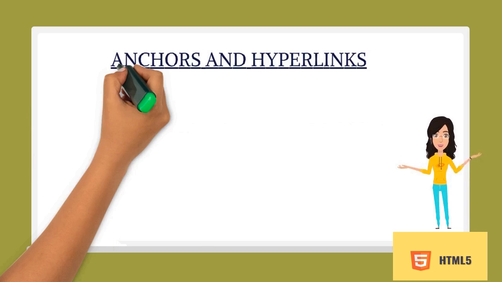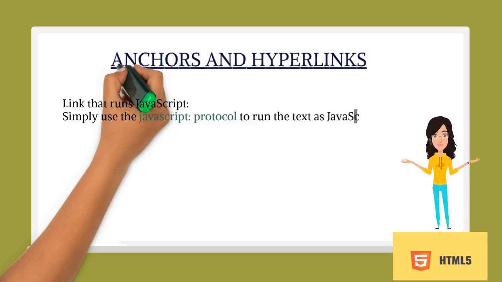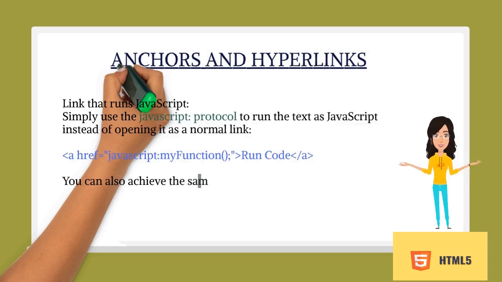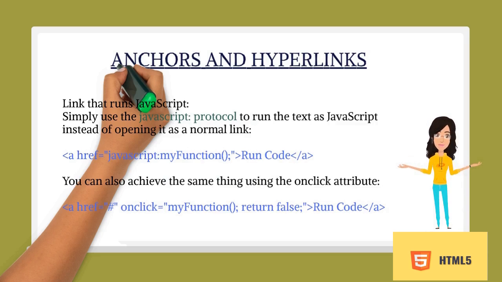And a link that runs JavaScript: simply use a JavaScript protocol to run the text as JavaScript instead of opening it as a normal link. So you can see on the screen there is a code. By this you can link the JavaScript code. And a link that runs an email client. If the value of the href attribute begins with mailto, it will try to open an email client on click. So let's look further at lists.